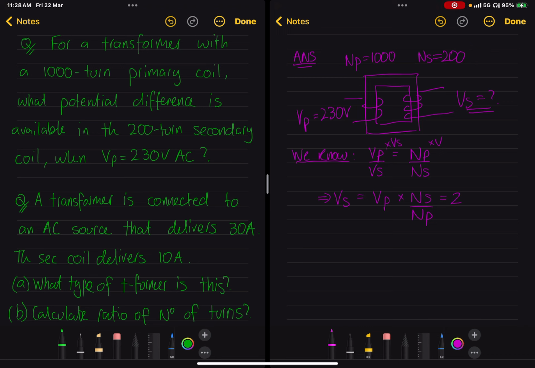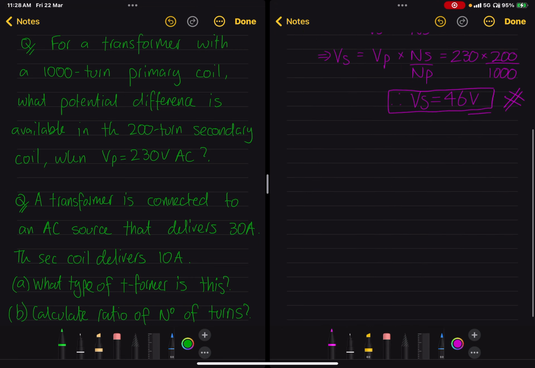Vp is 230, Ns is 200, Np is 1000. So we've got 230 times 200 over 1000. You put this into the calculator and you will find that voltage secondary is exactly 46 volts. So we're able to calculate this using our ideal transformer rule, the Vp on Vs is Np on Ns rule, and this came out to be an exact number.